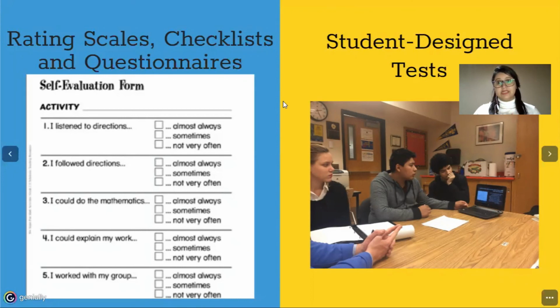Then we have student design tests. This one is actually to have students creating the test. So they are going to be aware of the test content, the test format, and the test instructions. And this allows students to participate and take responsibility in their own assessment process. This is actually a new alternative assessment technique.